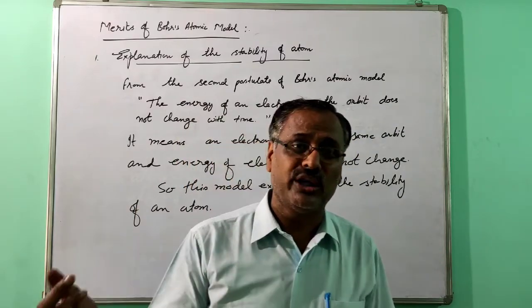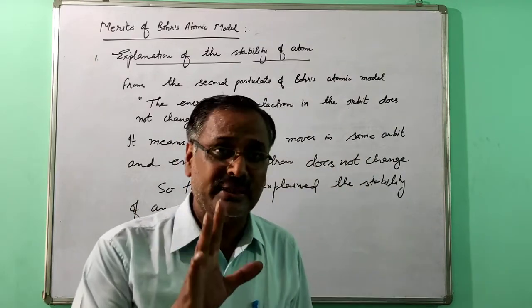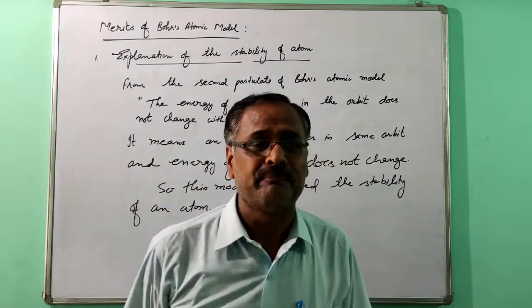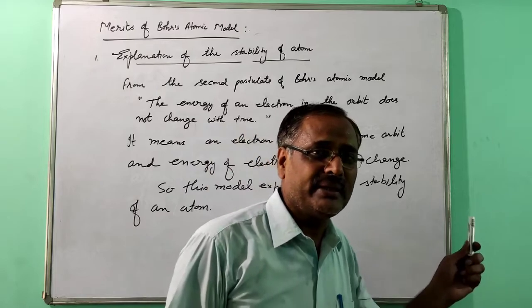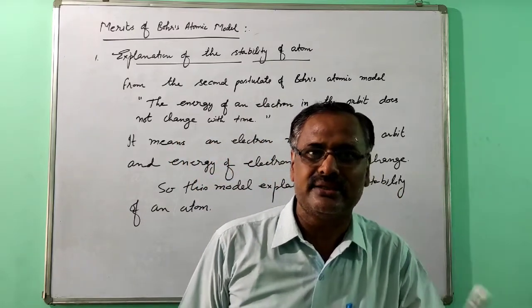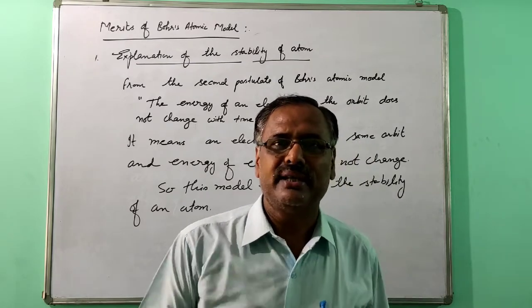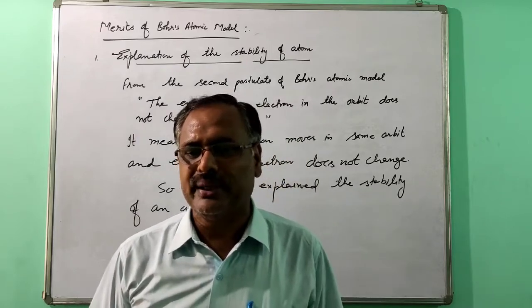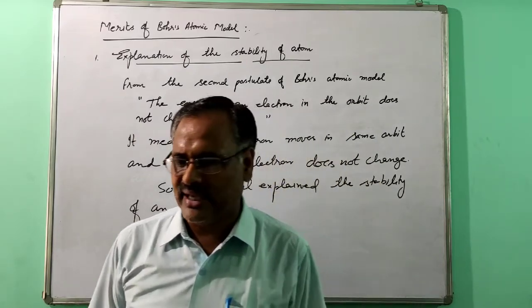In the fourth module we studied that James Clerk Maxwell said that a charged particle rotating under acceleration radiates energy. But here, in the second postulate, when the electron revolves in a particular orbit, its energy will not change. If the energy of the electron does not change, it can remain permanently in a particular orbit, and the stability of the atom is explained.